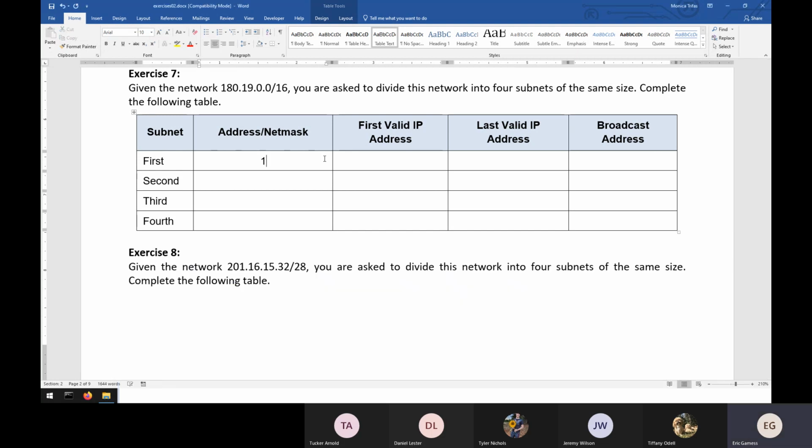Let's put our original network: 180.19.0.0. So we went to a /18, because we borrowed 2 bits. So what will be my second subnet? What should I put here? Let's just copy it. Now I'm going to take this, copy it, and we modify it after. What modification should I do here to get the second subnet?